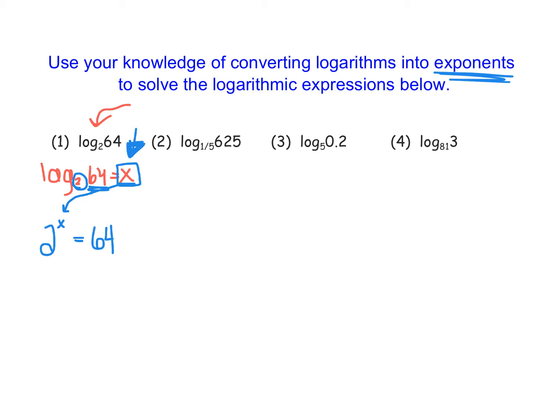For this one, it's actually pretty simple if you know your powers of 2. If you don't, you can use your calculator to try to figure it out. But if you think about it, we've learned that 2 to the power of 6 is 64. 2 to the power of 6, we know, is equal to 64. So with that being said, log base 2 of 64, as a result, is equal to 6. So let's take a look at example 2 now.